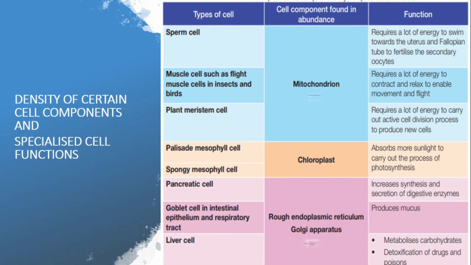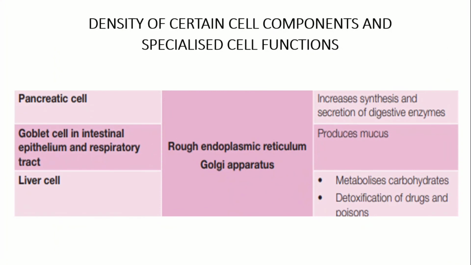Last but not least is the rough endoplasmic reticulum and Golgi apparatus. They are present in high numbers in pancreatic cells, goblet cells, the intestinal epithelium and respiratory tract, and also in liver cells. The function of the rough endoplasmic reticulum and Golgi apparatus in pancreatic cells is to increase the synthesis and secretion of digestive enzymes. In goblet cells, in the intestinal epithelium and respiratory tract, they produce more mucus, and in liver cells, they help in the metabolism of carbohydrates and detoxification of drugs and poisons.